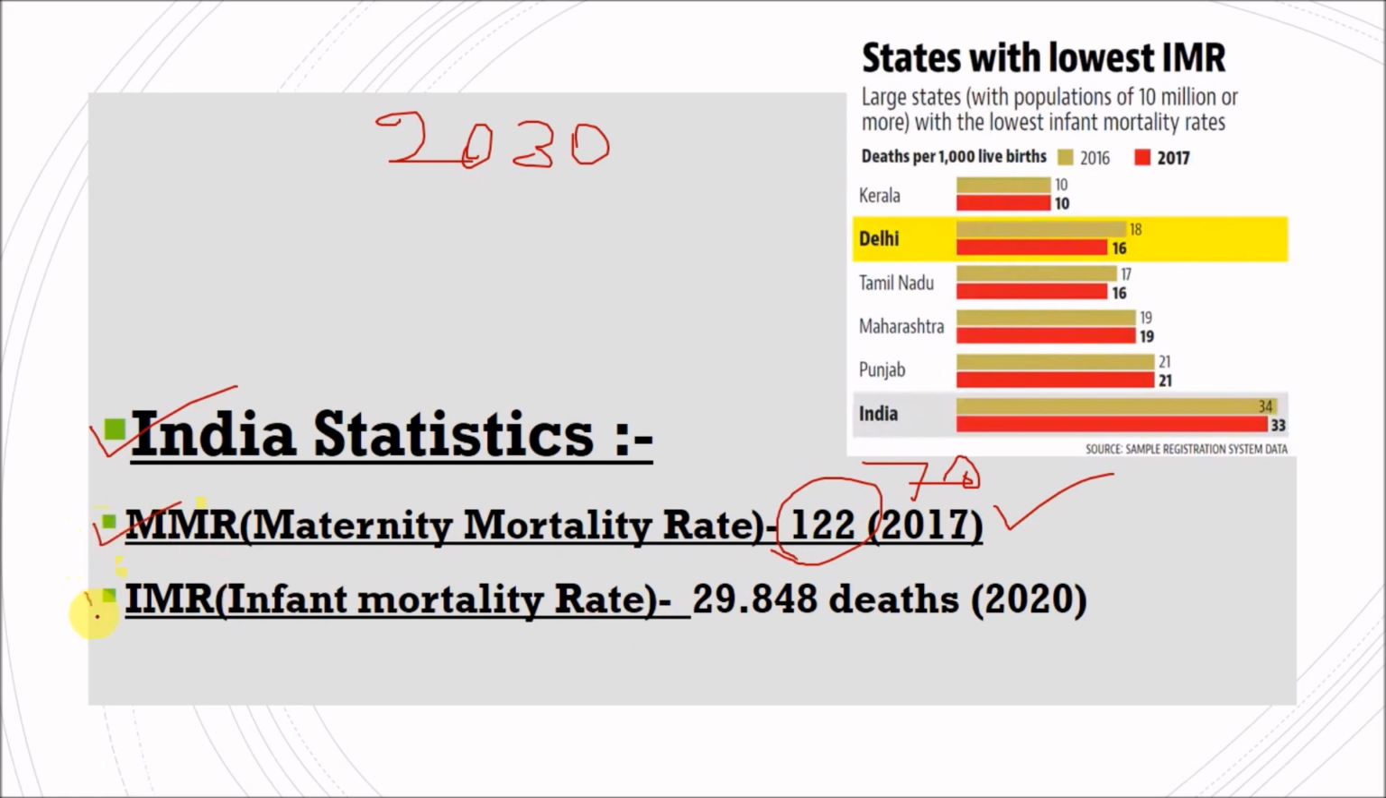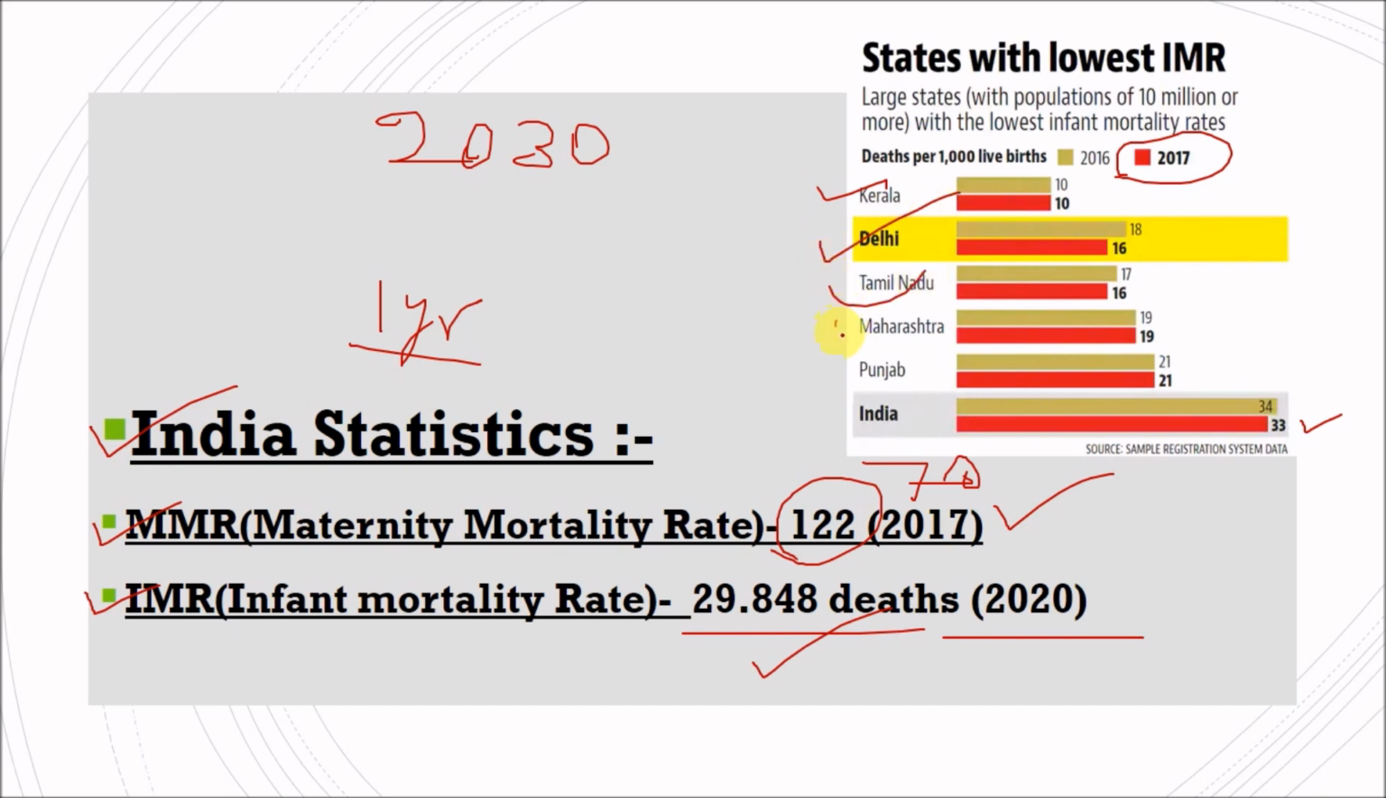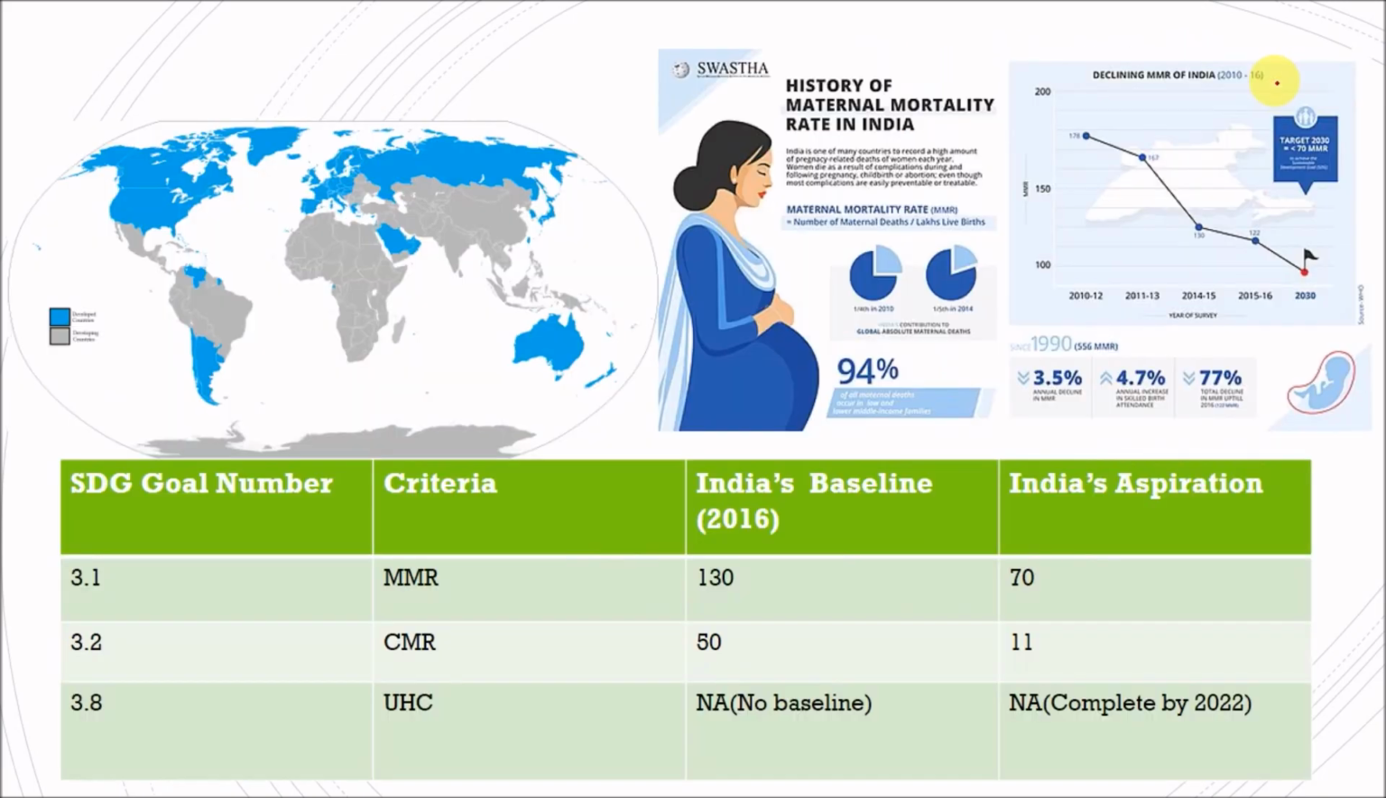Remember, all of these are calculated per year. Every year these figures are given. So in 2020 the IMR is 29.84 deaths. Similarly, in 2017 the statistic was 33, so gradually it is reducing. Some states which are best performing in this department are Kerala, Delhi, Tamil Nadu, Maharashtra, Punjab. Kerala has only 10 deaths, only 10 IMR.